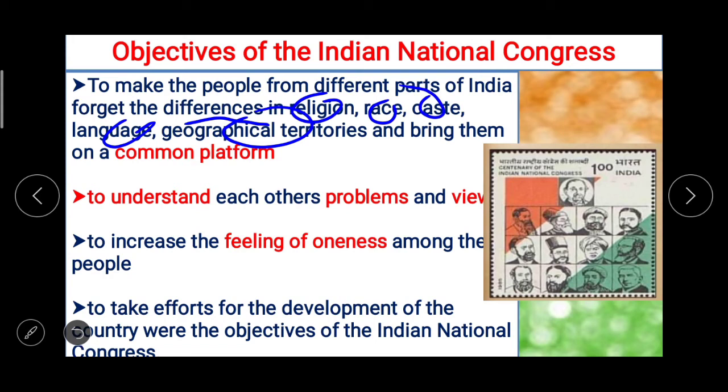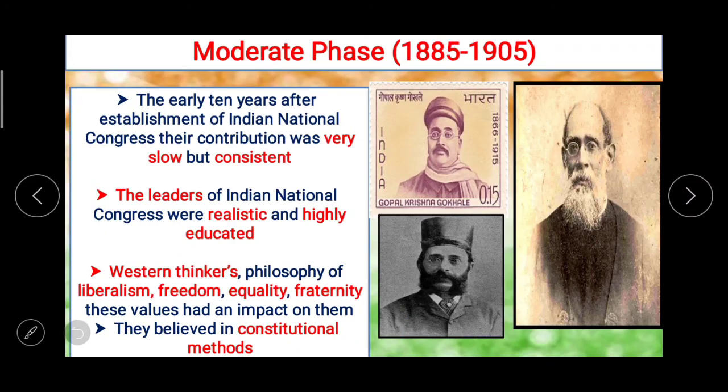To understand each other's problems and views, to increase the feeling of oneness, which was very important while struggling against the British government. So, feeling of oneness among the people and to take efforts for the development of the country were the objectives of the Indian National Congress. Moderate phase. The early 10 years after establishment of Indian National Congress, their contribution was very slow but consistent.